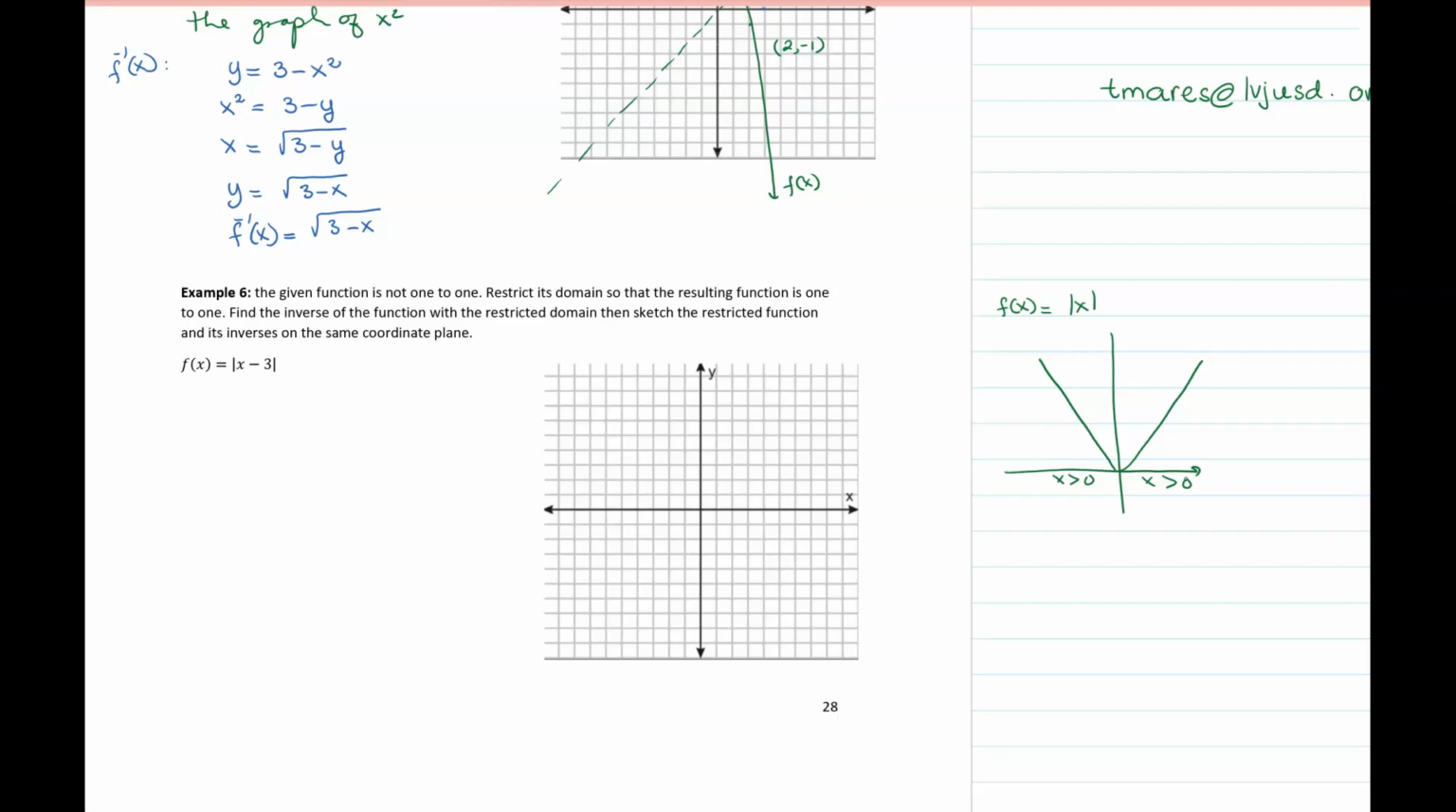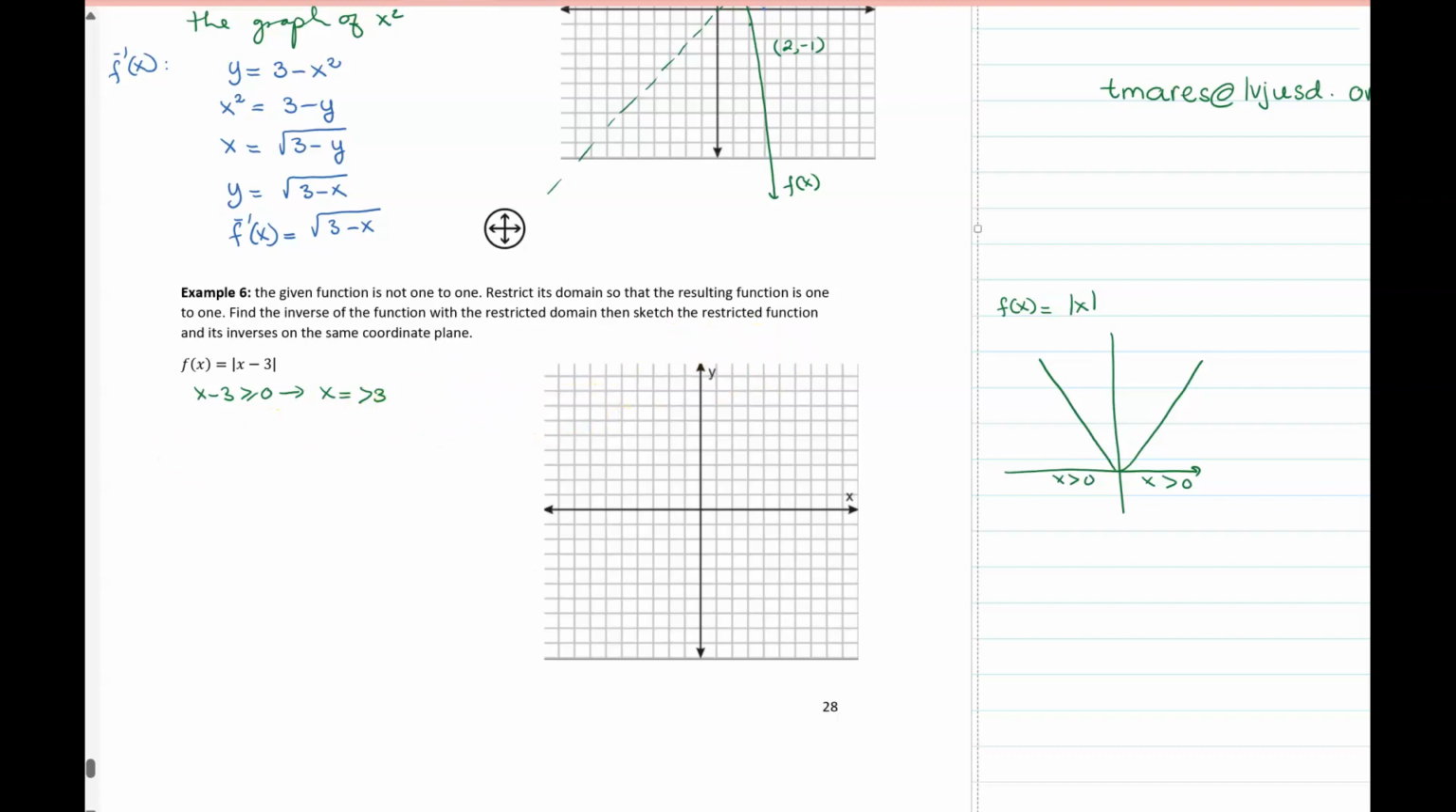So what I would do is restrict the domain to the right part of the graph, where x minus 3 is greater than or equal to 0. This tells me x is greater than or equal to 3. Because of restricting the domain like this, the function f of x equal to absolute value of x minus 3 is now a one-to-one function.